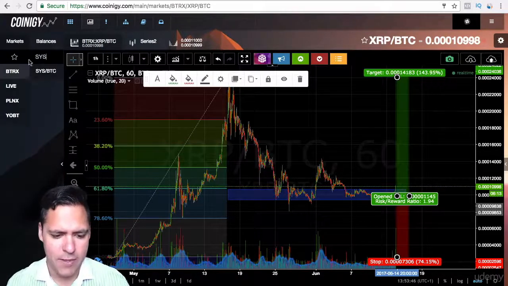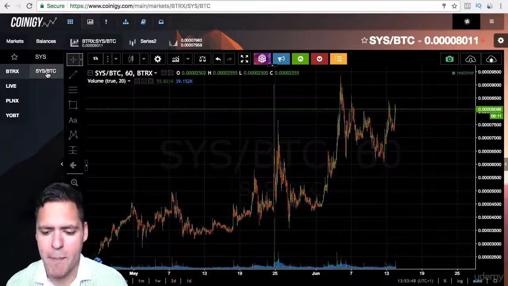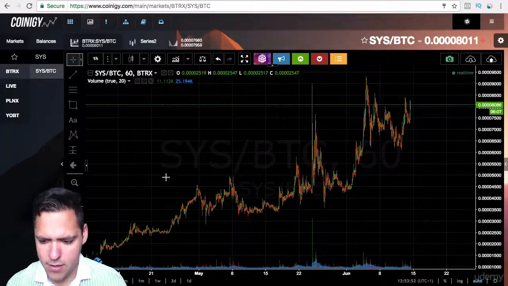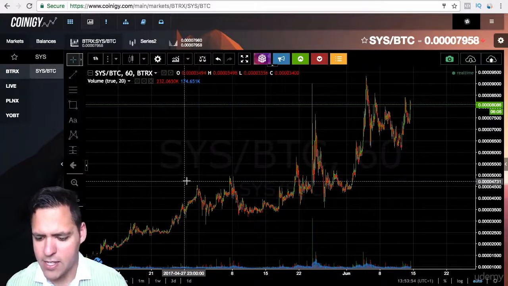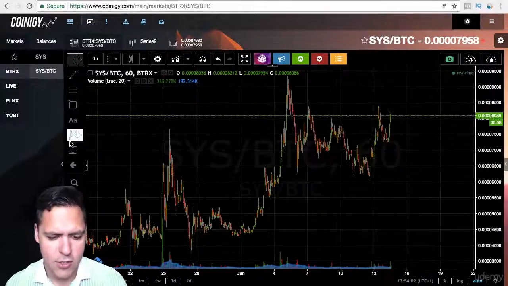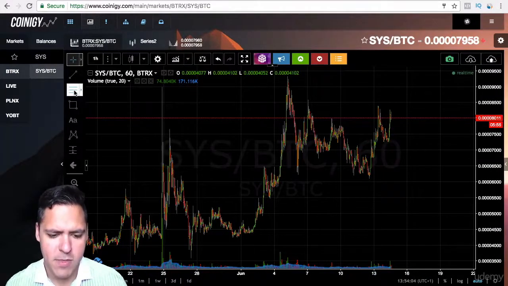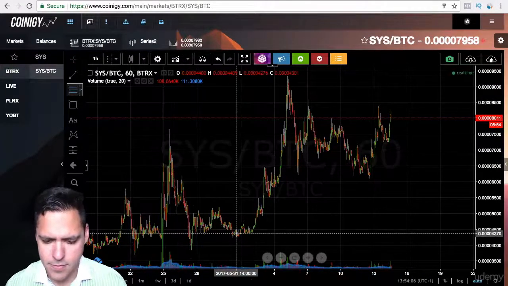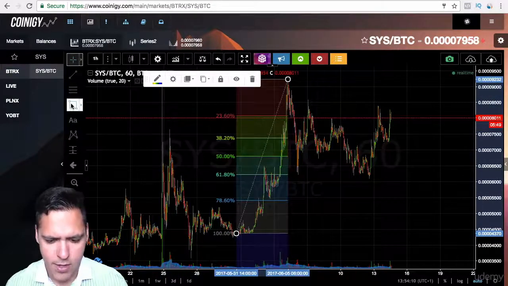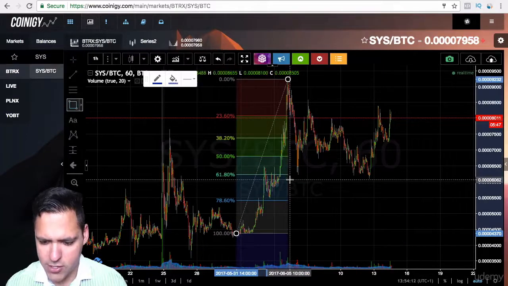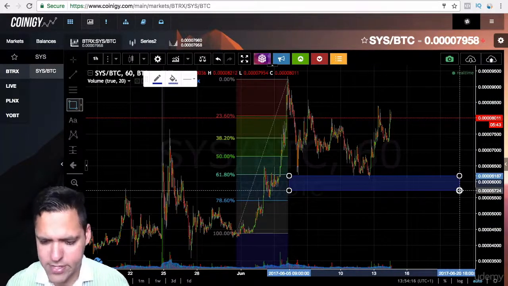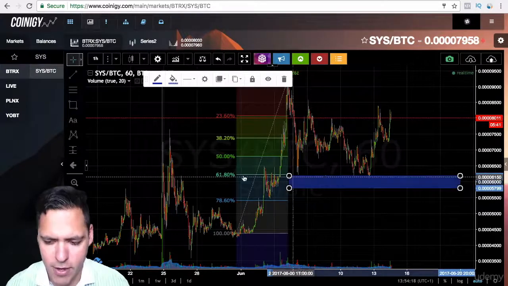Syscoin. Lots of people have been raving about Syscoin. So let's just go back a little bit. Let's look at its most recent price rise. So let's use again the Fibonacci retracement. From that point to this point, we'll get the ideal price range here. So Syscoin's too high. Syscoin is too high at the moment.